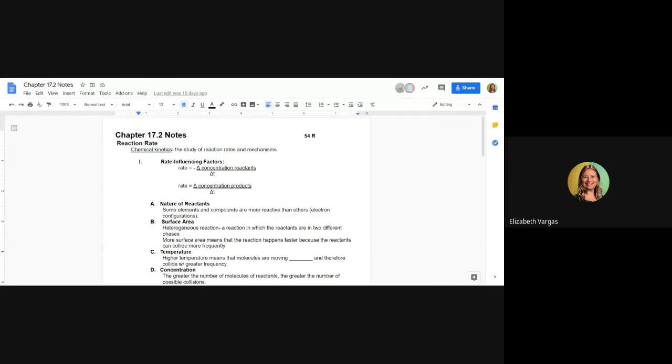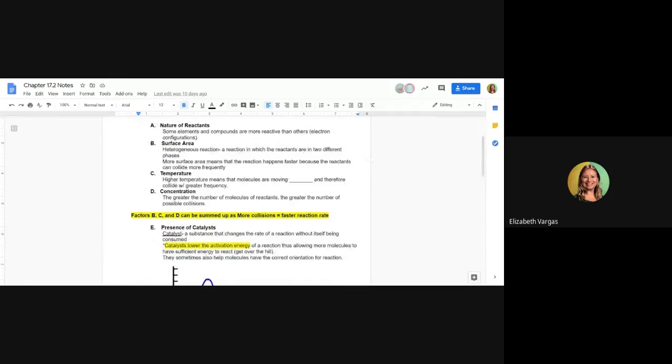All right, so that is how we calculate rate. What determines the rate? Rate influencing factors is what causes the rate to be fast or slow. For iron, it's just a matter of the electron configuration of iron. Iron happens to be pretty stable, so it's happy with its electron configuration. It's low energy, and it's not likely to change. So that's why it happens really slowly.